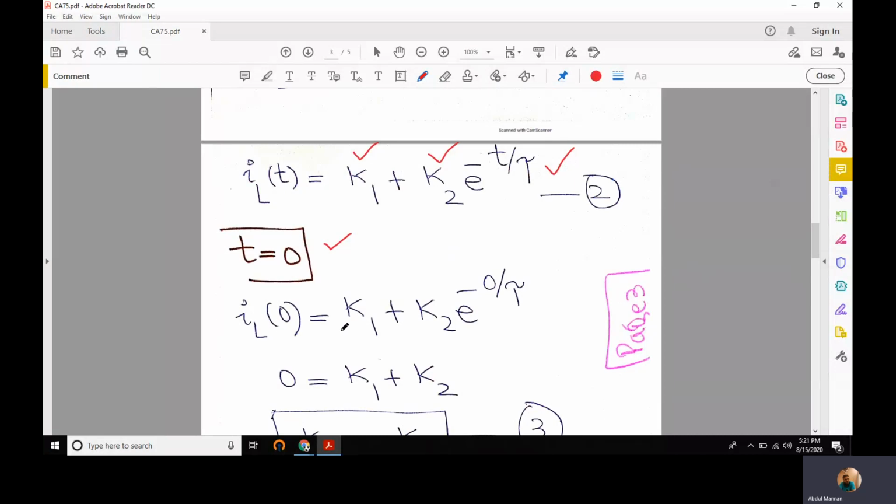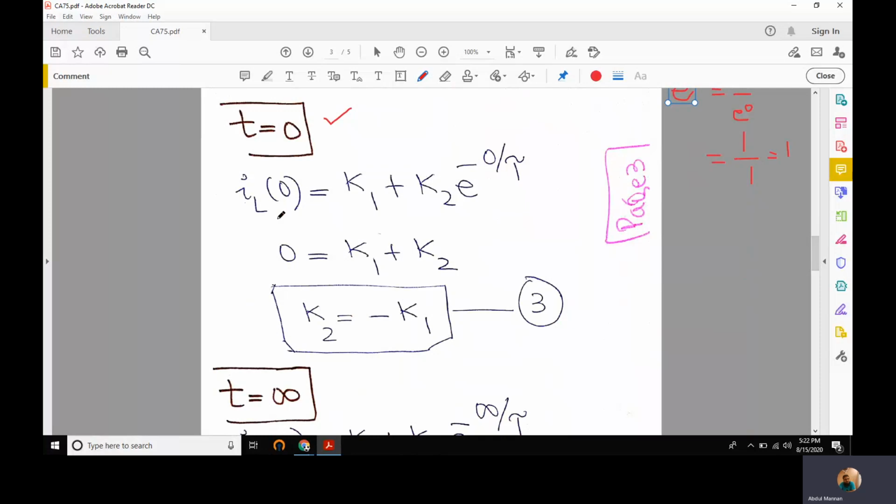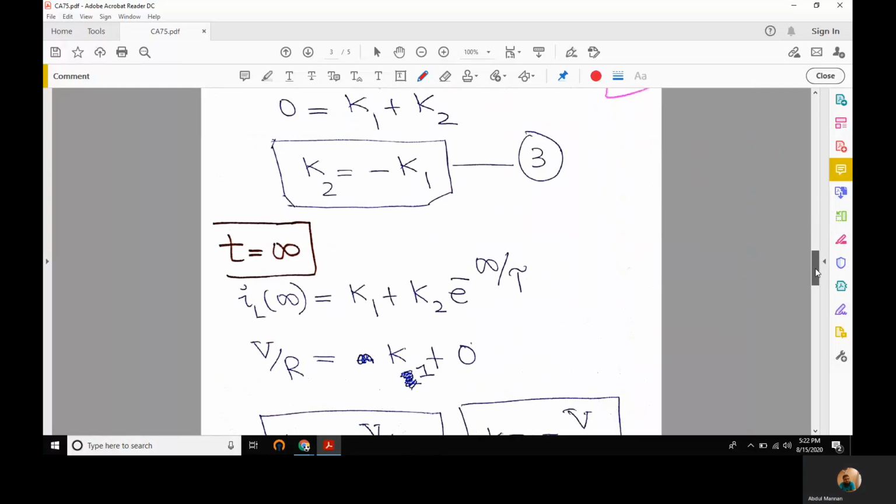So I sub L of 0 is equal to k1 plus k2 e to the minus 0. We know that e to the minus 0 is 1 over e to the 0, and anything raised to the power 0 is 1, so it becomes 1 over 1, which is 1. So it becomes k1 plus k2, and I sub L of 0 is also 0. So k2 is minus k1, or k1 is minus k2, or their sum is 0.